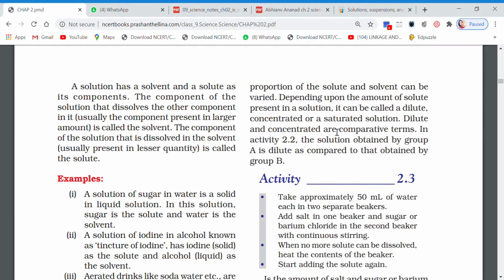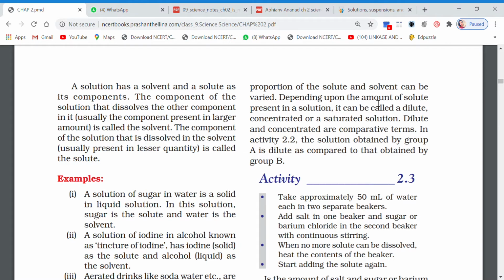What do you mean by saturated? You can write on the line space given above here that saturated solution means no more solute is getting dissolved. Write it right here so that you can remember it. What do you mean by saturated? No more solute is getting dissolved. That means the solution will not take any more solute, and hence the solution is called saturated.